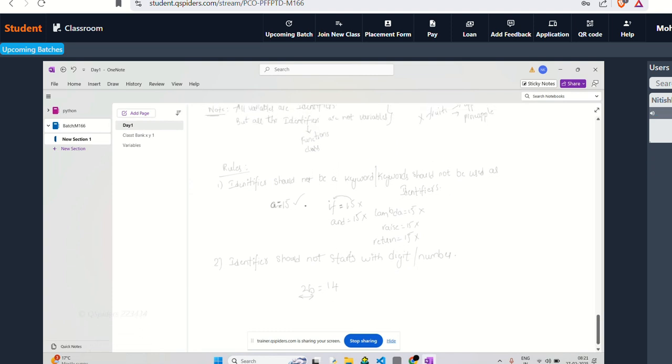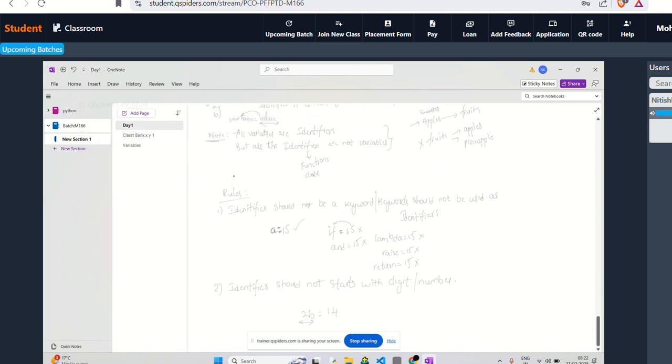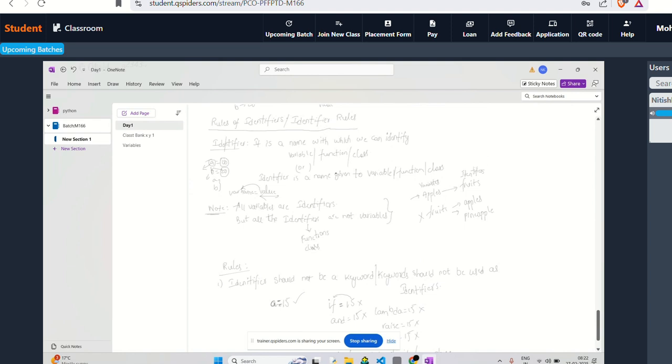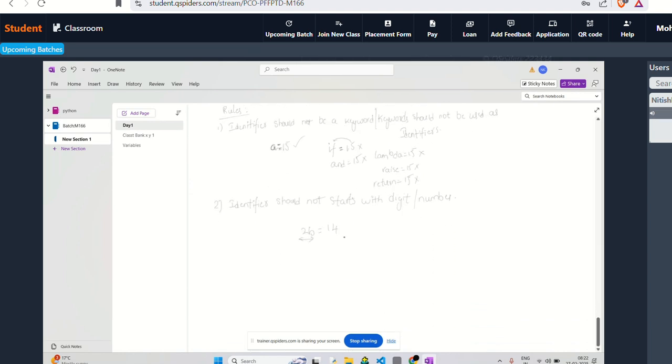And guys, what are all the rules that we are discussing? These are identifier rules. Means these rules are for variables and functions and for classes also, because functions and classes are also identifiers. See, creating variable like this will throw error.